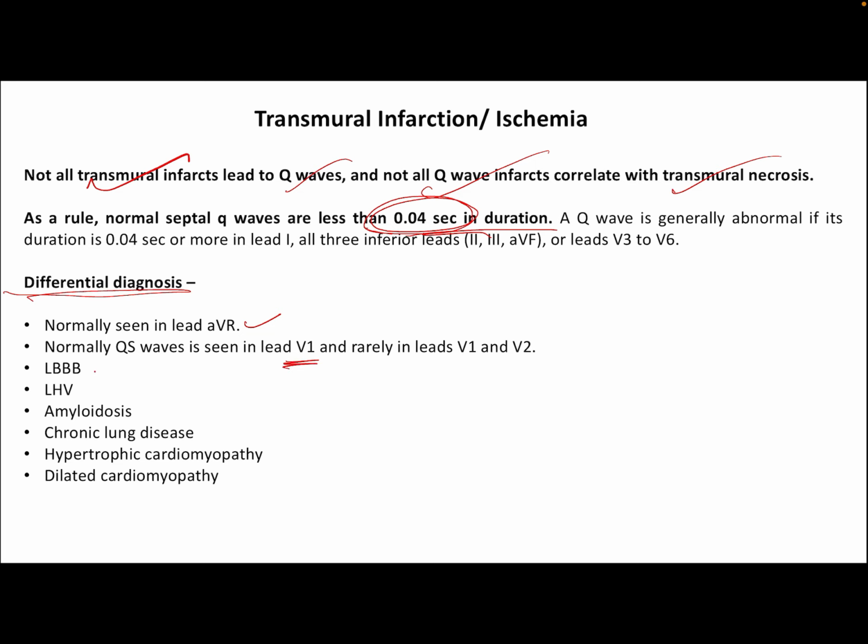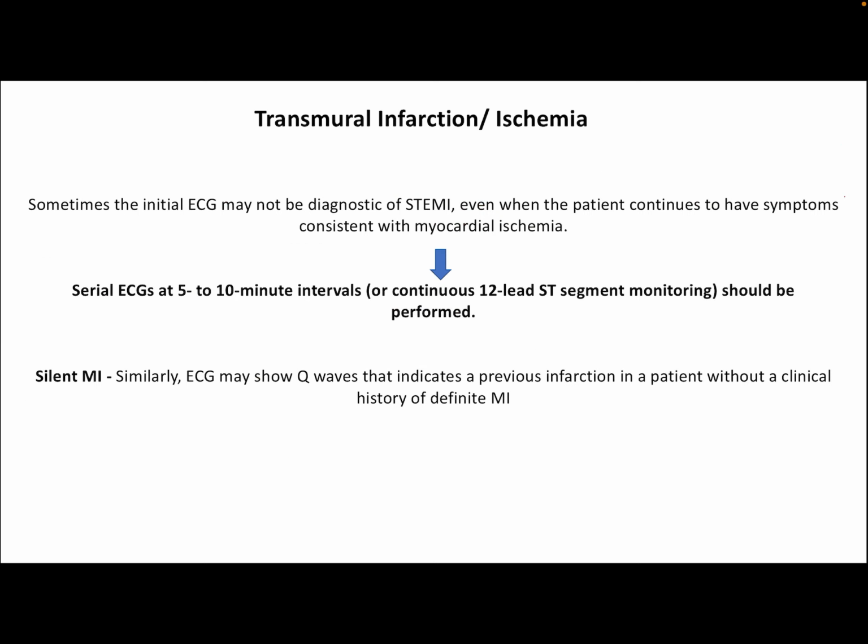Q waves are also seen in left bundle branch block, LVH, amyloidosis, chronic lung disease, hypertrophic cardiomyopathy, or dilated cardiomyopathy. So you have to be very vigilant about these things. You have to relate it clinically, or with lab values like whether cardiac enzymes are elevated or not. So you have to be vigilant in such cases.